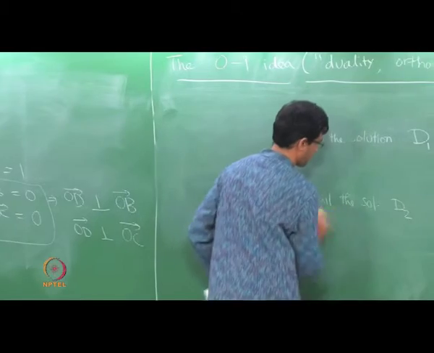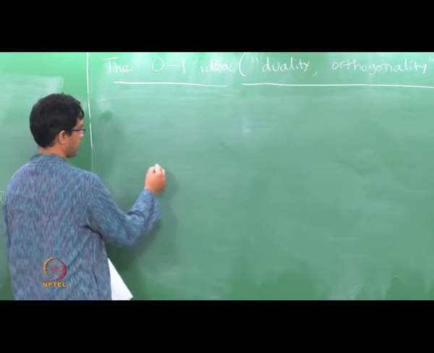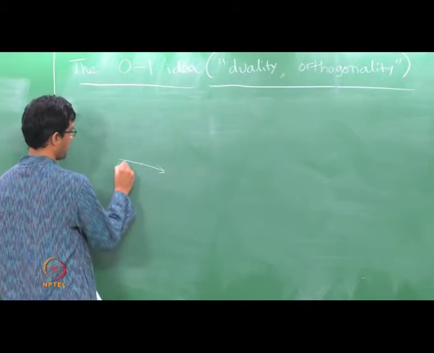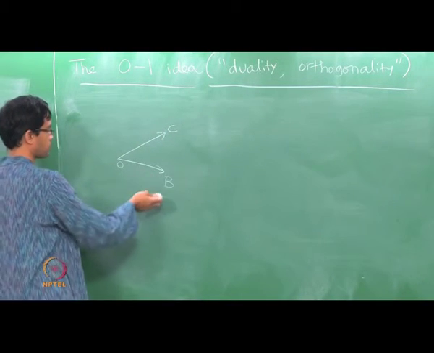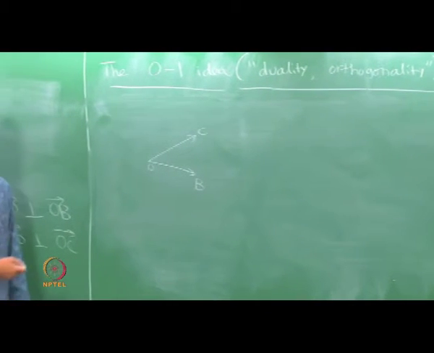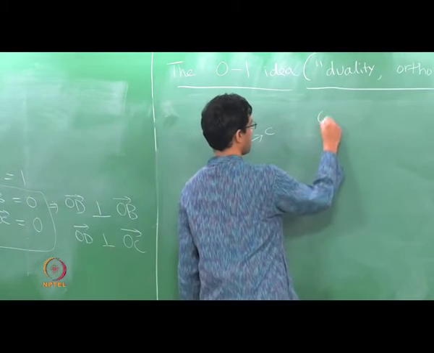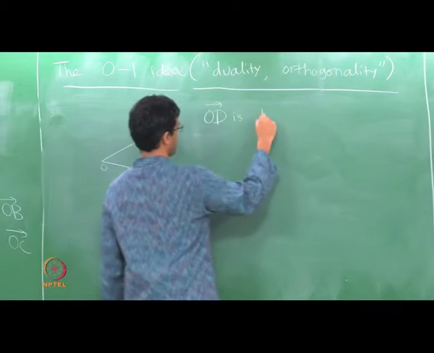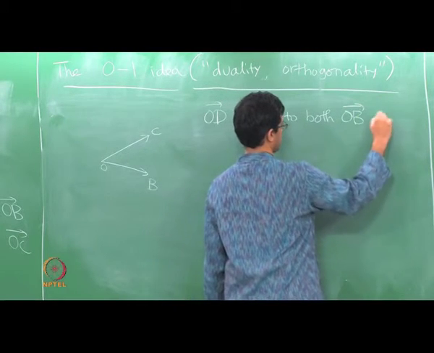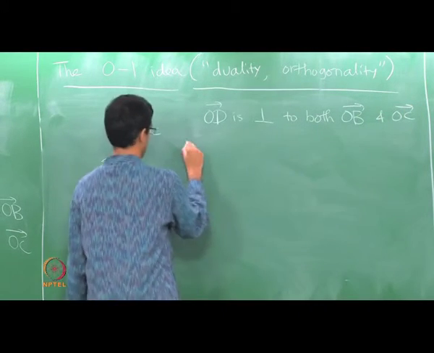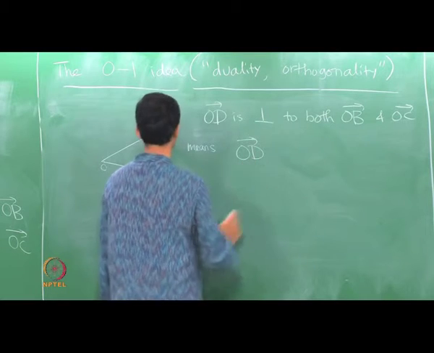And so, this vector OD that we are looking for is a vector which is perpendicular to both OB and OC. So, if I have two vectors, let us say OB and OC, and I am looking for a vector which is perpendicular to both of them, then the easiest way to get it is by what is called the cross product of these vectors. So, observe OD is perpendicular to both OB and OC means OD in fact lies along the cross product of these vectors.